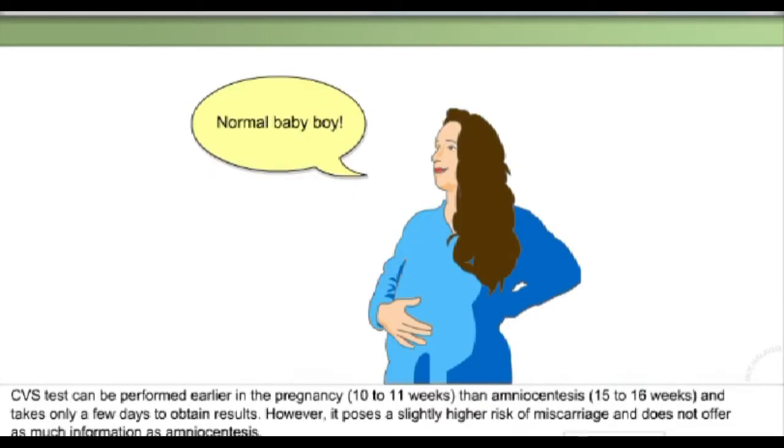Okay, so the CVS test can be performed earlier in the pregnancy, at 10 to 11 weeks, compared with amniocentesis at 16 to 18 weeks, and it takes only a few days to obtain a result. However, CVS poses a slightly higher risk of miscarriage and does not offer as much information as amniocentesis. So by this method, we see chorionic villus sampling has a higher risk because it is done in the earlier month of pregnancy.